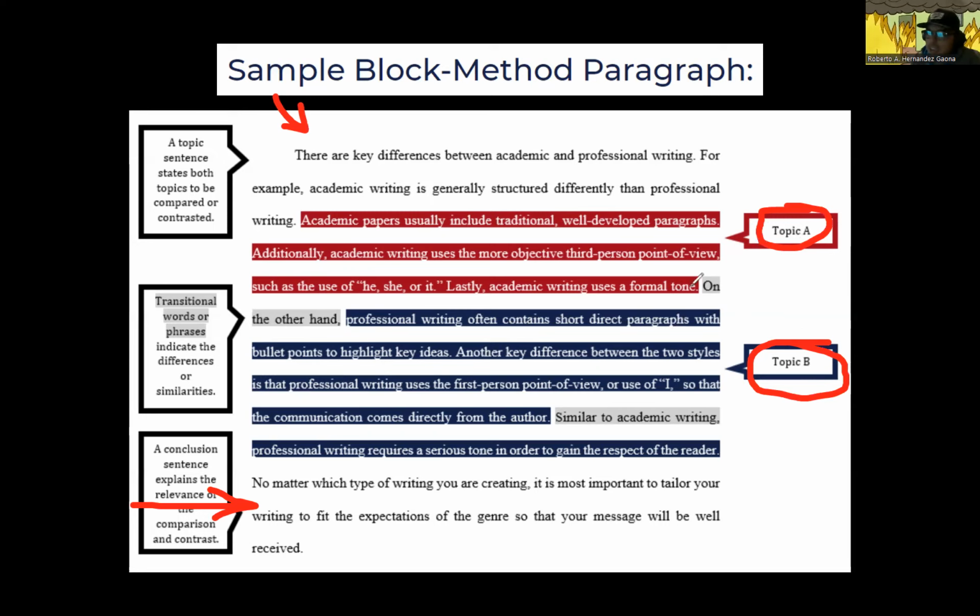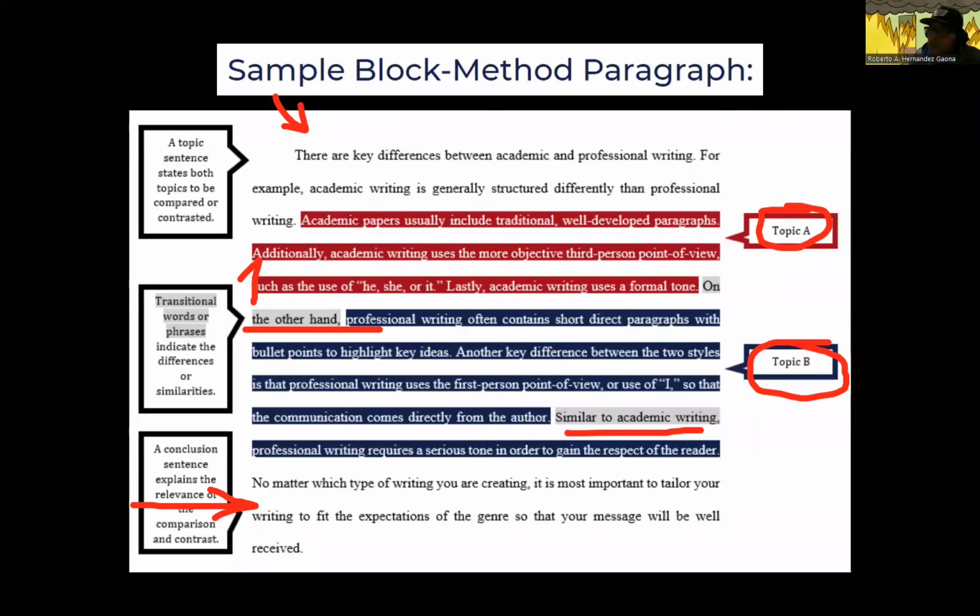And we can see highlighted in gray, we have our transitions and connectors. In this case, we have the first one. Let's number this. Number one. Number one is showing contrast, while number 2 is showing comparison or similarities in this case. So this would be our example for block method.